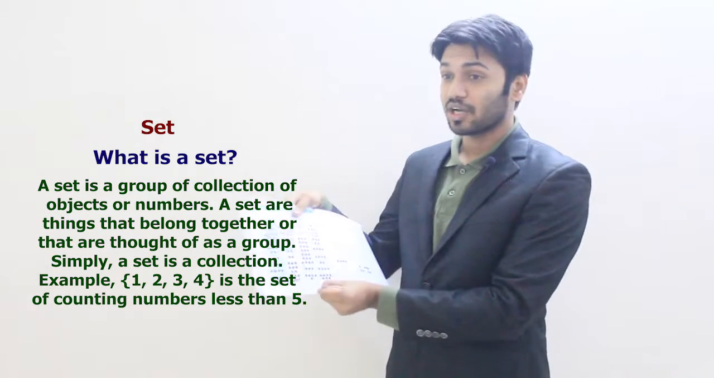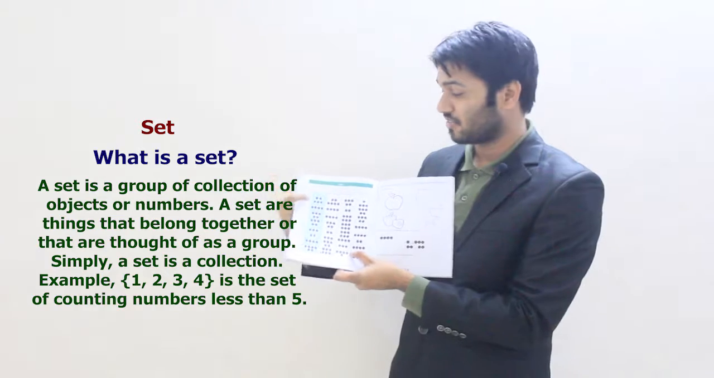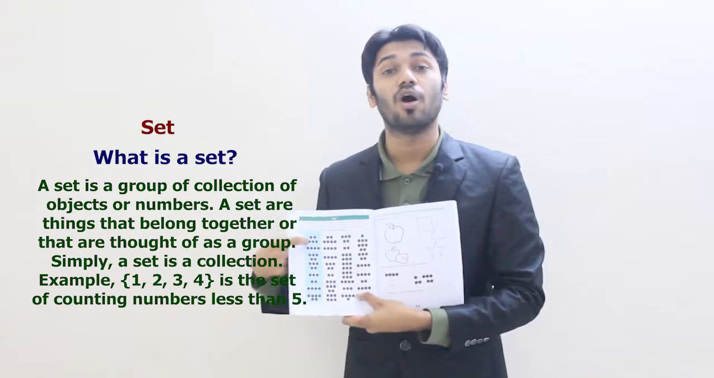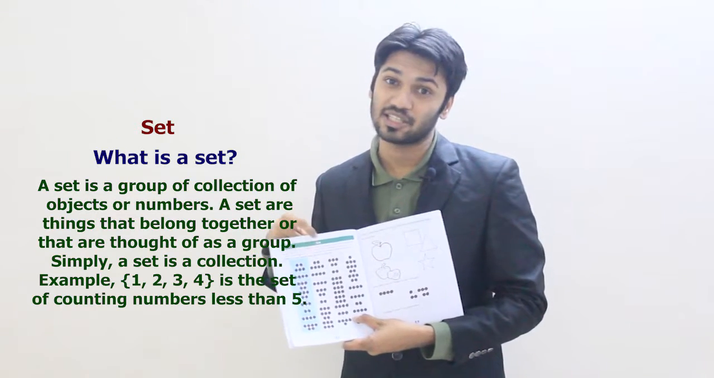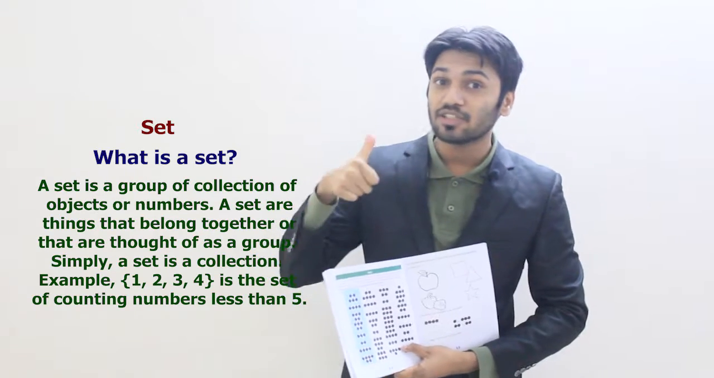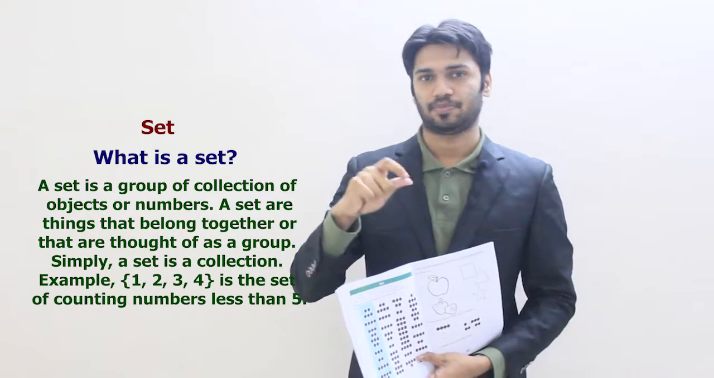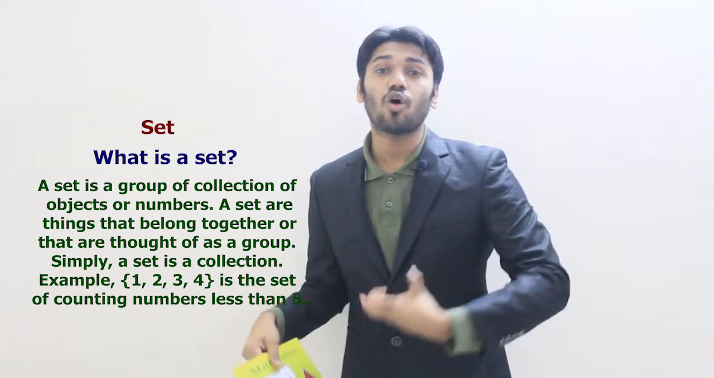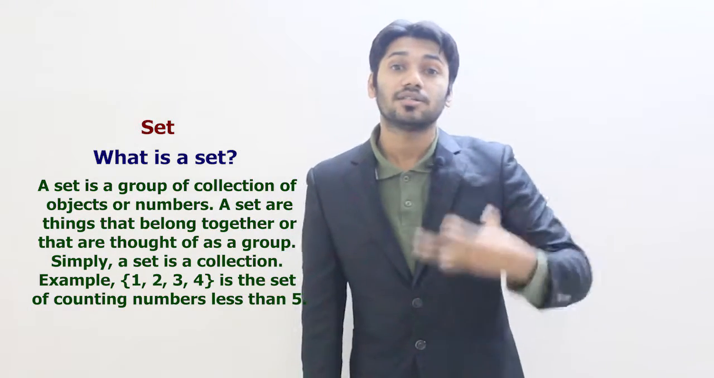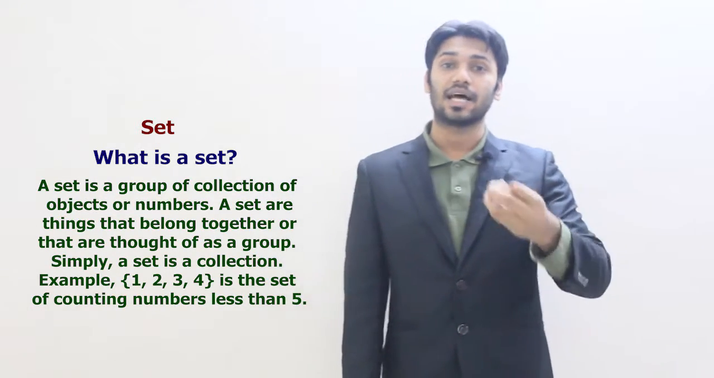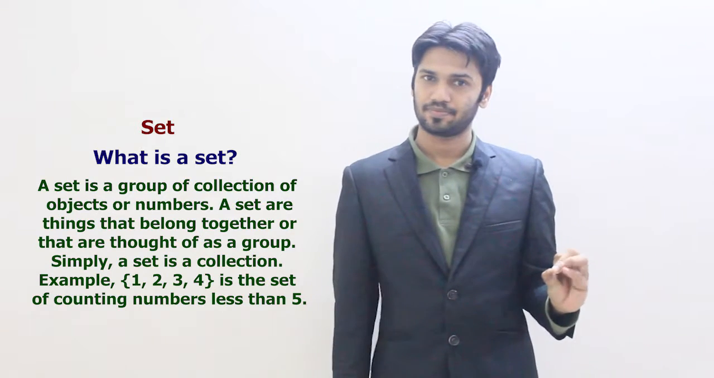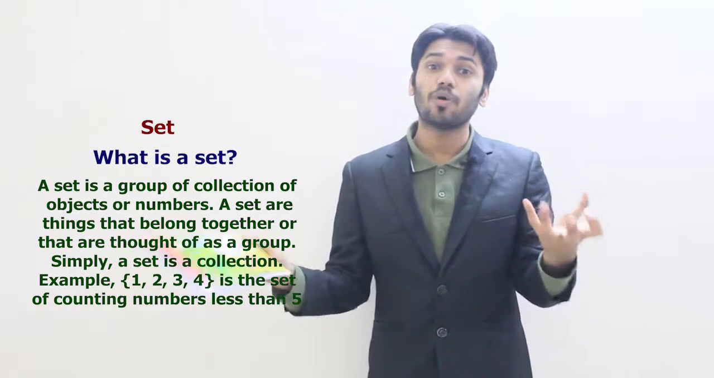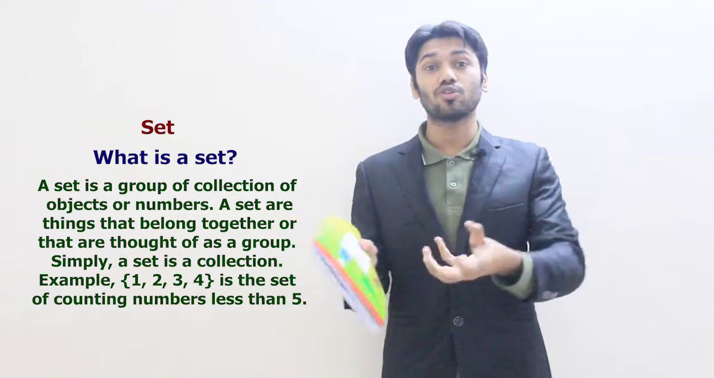Now let's look at the definition that's given in the book. What is it saying? A set is a group or collection of objects or numbers. See, here it's talking about objects, and also about numbers. Here it's also saying a set is a group of things that belong together. Now what does that mean? That means it's a group of things or objects that belong together.